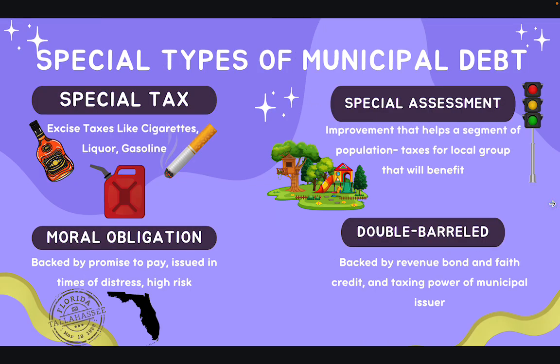So there are different ways, as I said, that revenue bonds can get money for their bonds. One of them is through a special tax. They're also called excise taxes. And they can be put on pretty much anything, but cigarettes, liquor, and gasoline are commonly used for special taxes. So these are used to raise money for revenue bonds, special taxes.